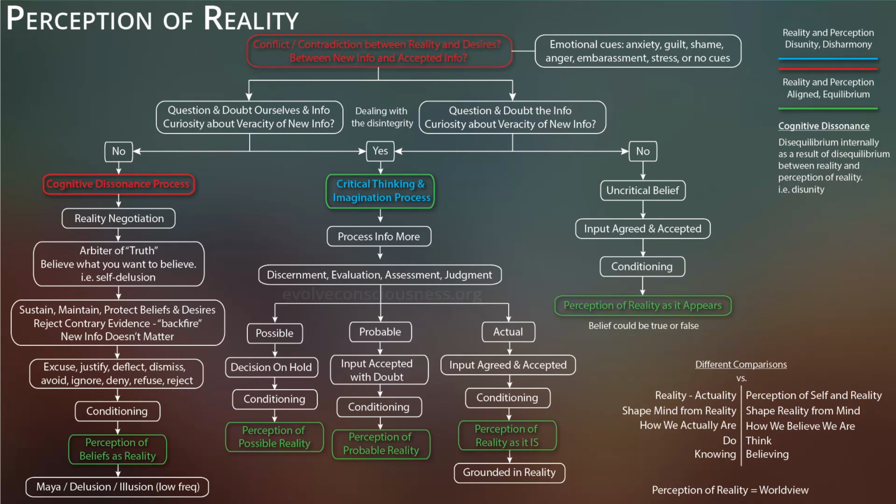So when information about the world being evil comes in, is there a conflict and a contradiction between your reality and desires? Yes. The reality coming in about the evil and the negative, and the desire of your positivity mask and optimism bias, that's going to conflict. The new info and the accepted info is going to conflict. So what does that create in terms of the cognitive dissonance process? That's going to create emotional cues within you, emotional physiological responses that can act to help you heal yourself. These are anxiety, guilt, shame, anger, embarrassment, stress, and some people have no cues.